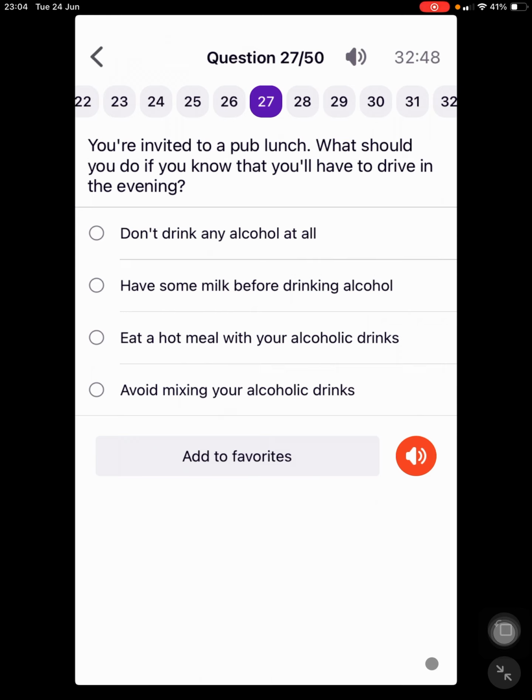You're invited to a pub lunch. What should you do if you know that you'll have to drive in the evening? Don't drink any alcohol at all. Have some milk before drinking alcohol. Eat a hot meal with your alcoholic drinks. Avoid mixing your alcoholic drinks. You're invited to a pub lunch. What should you do if you know that you will have to drive in the evening?